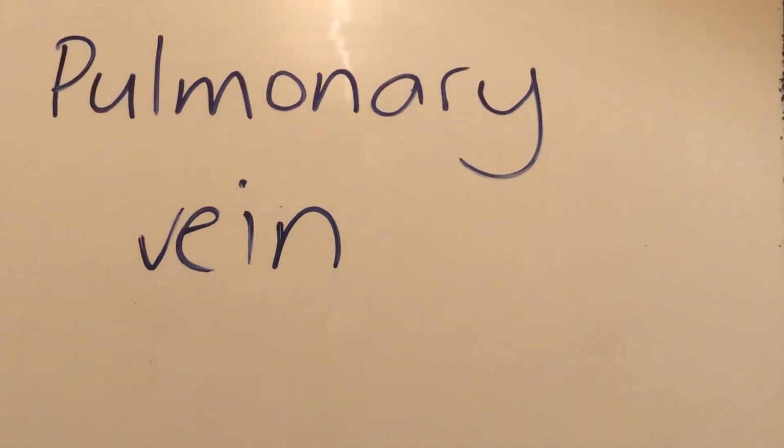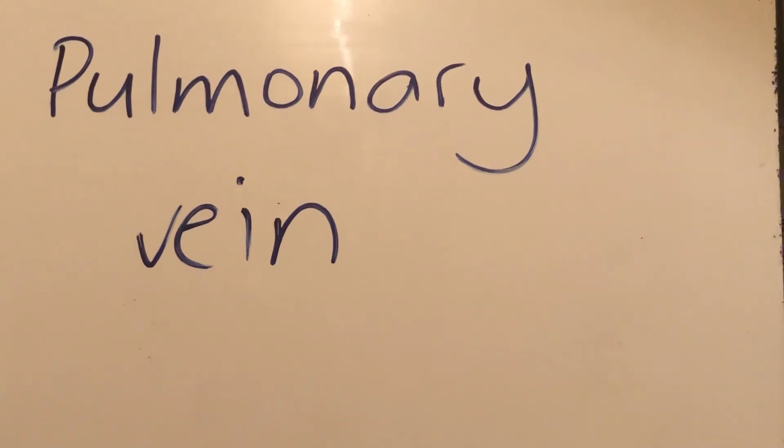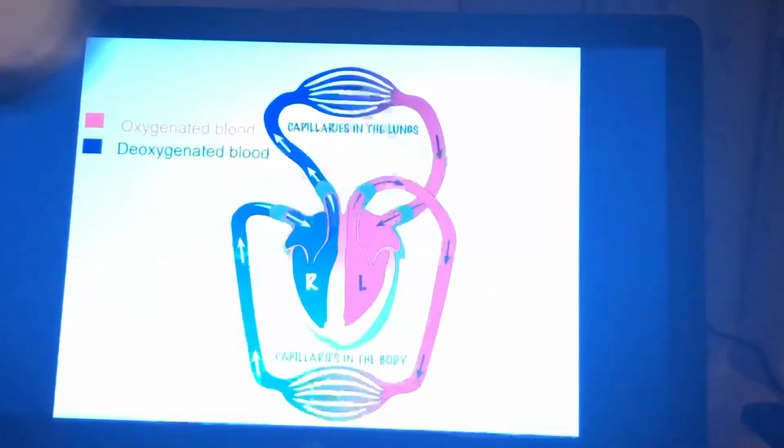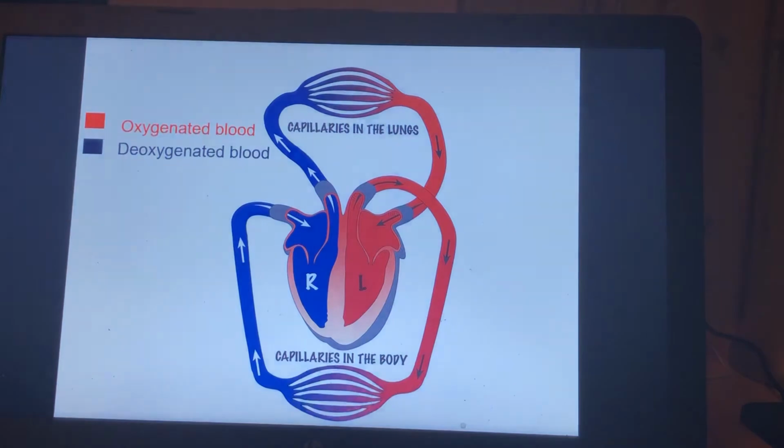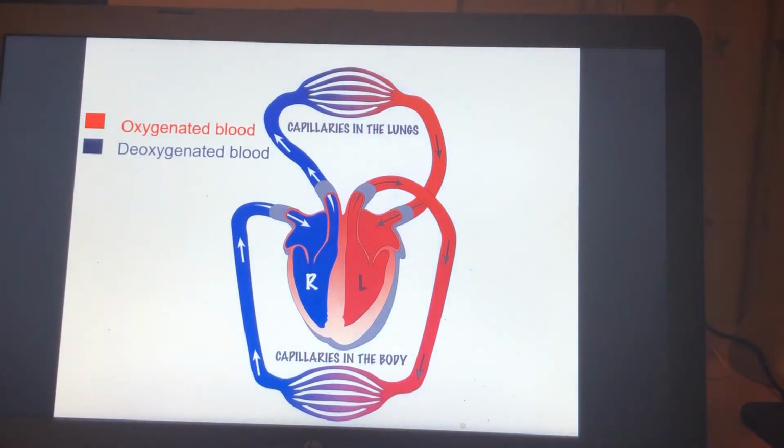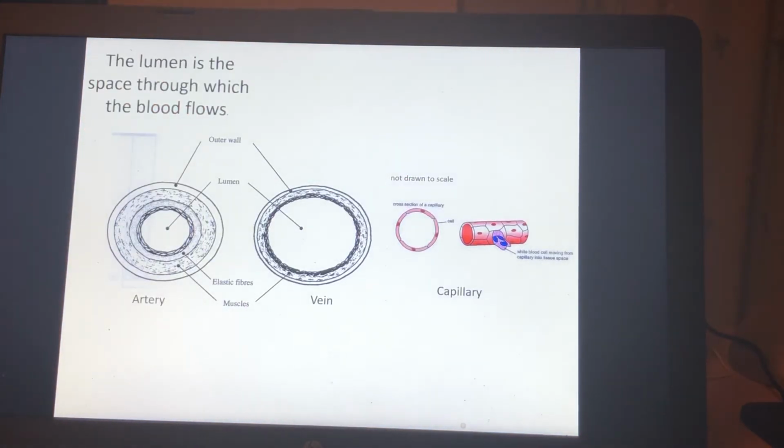Okay, so that's the pulmonary vein. Veins have got much thinner walls. That's because the blood's under low pressure. By the time the blood reaches the veins, the main problem is actually that it's slowed down.